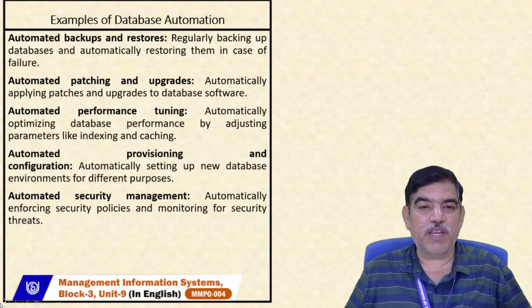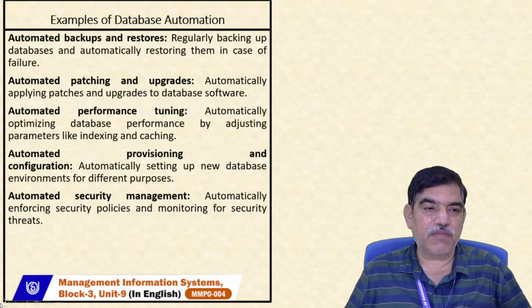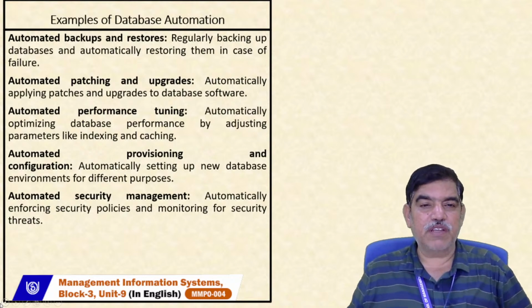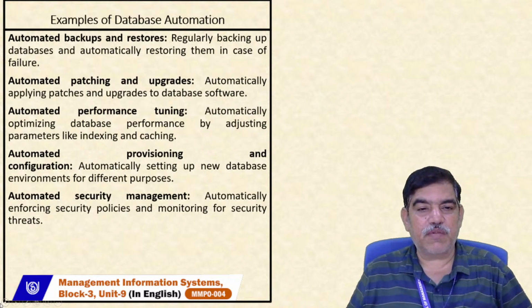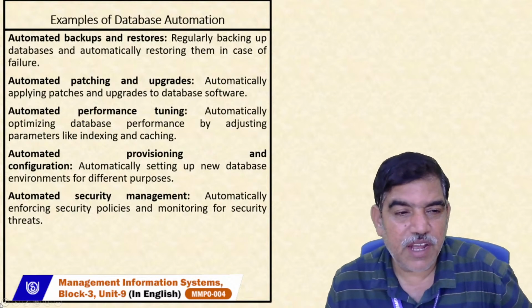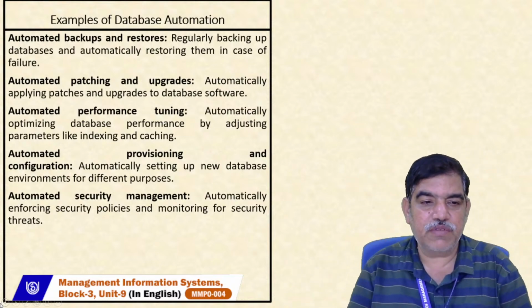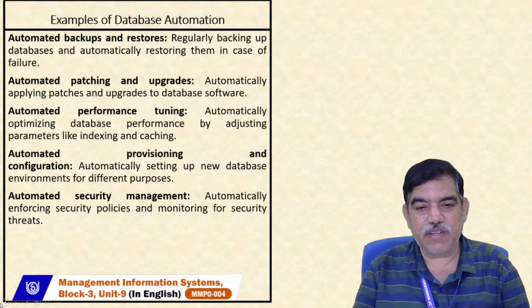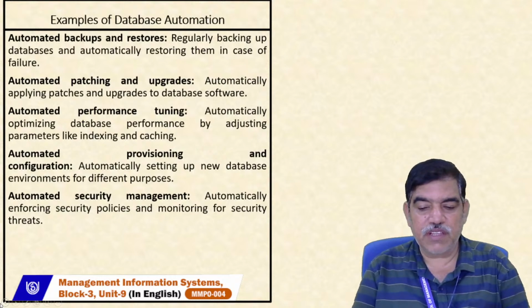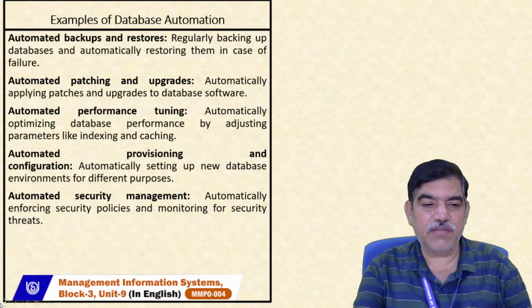Automated patching and upgrades. Automatically applying patches and upgrades to database software. Automated performance tuning. Automatically optimizing database performance by adjusting the parameters like indexing and caching. Similarly, automated provisioning and configuration. Automatically setting up new database environments for different purposes. Automated security management. Automatically enforcing security policies and monitoring for security threats. So we have to prepare a guideline, and all the people, all the end users can follow this.